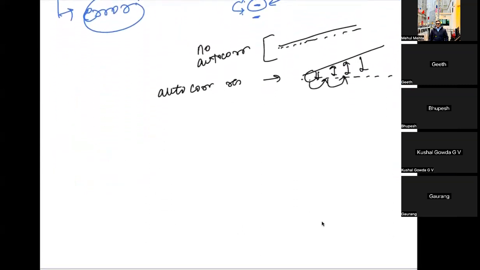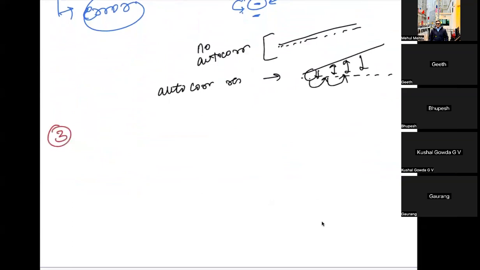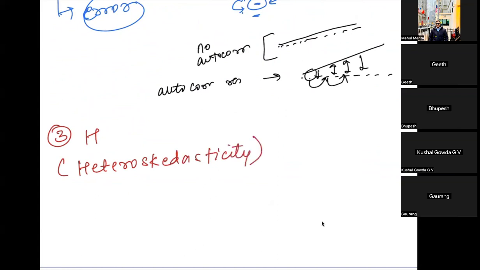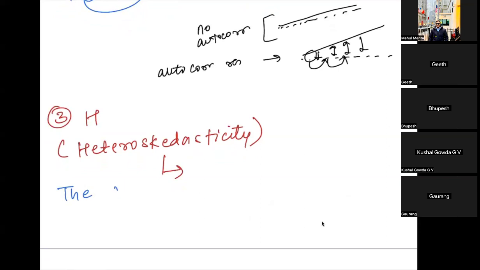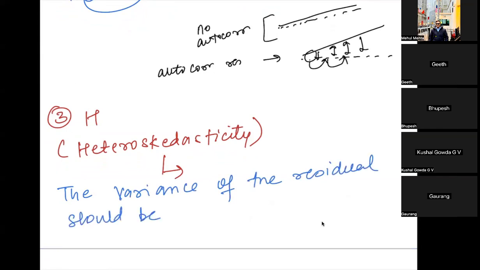Third point, H. H stands for heteroscedasticity. So what does this mean? This basically means that the variance of the residual should be constant across all levels of independent variables. The variance of the residual should be constant across all the values of the independent variable.